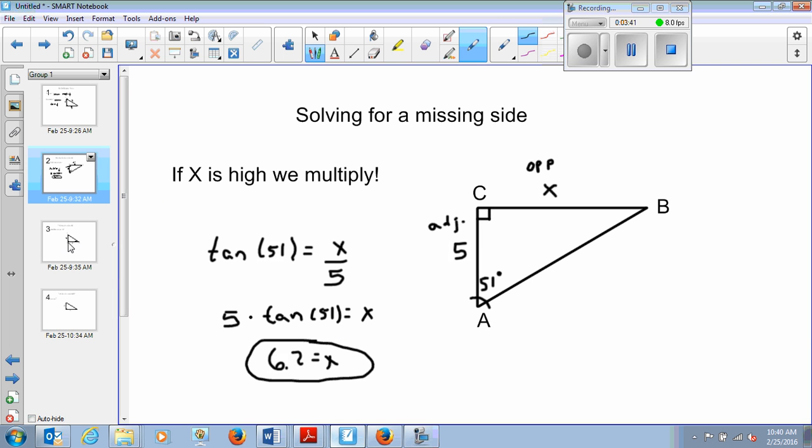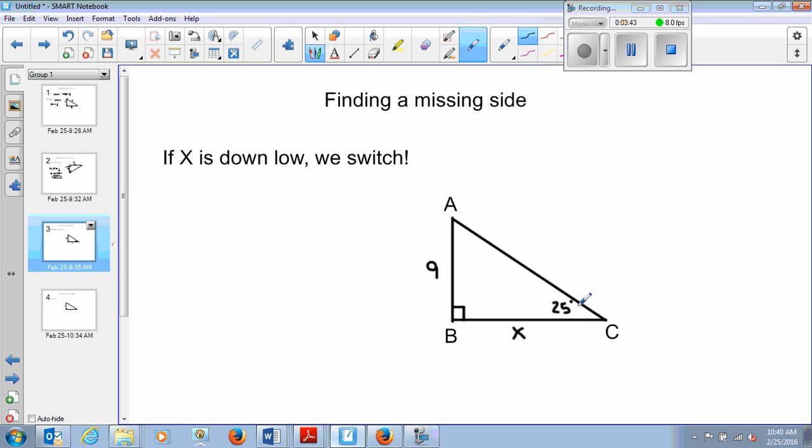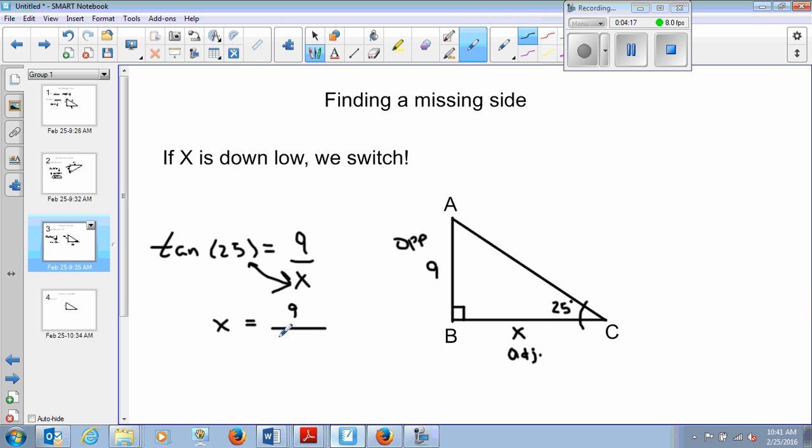So that's if X is high. Let's look at an example where X is down low. This time C is going to be my reference angle. 9 is the opposite. X is the adjacent side. So when I write this ratio, it's going to be tangent of 25 equals opposite, which is 9, over adjacent, which is X. Now this time X is down low. When X is down low, we want to switch these two things' places. So X equals 9 divided by tan 25.